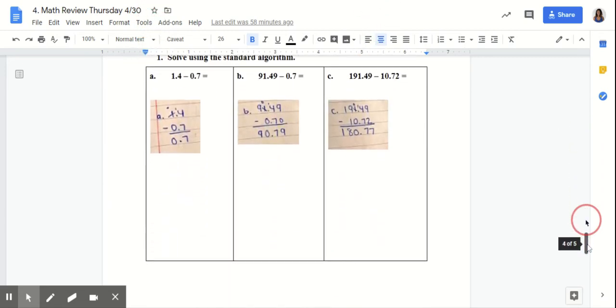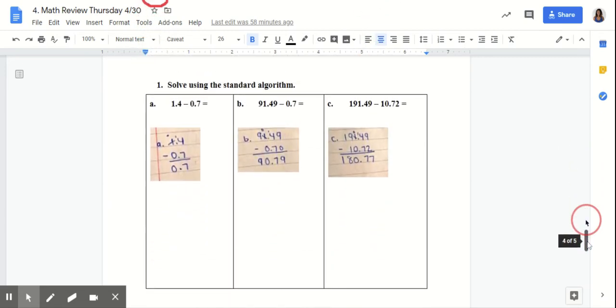Okay, let's move down to the final portion. So you're solving using the standard algorithm. So again, what are we noticing right now with the numbers that are given? Exactly, they're decimals. What should we always do when we're subtracting or adding decimals? Make sure that they are lined up correctly. So you're always lining up that decimal and then adding or subtracting accordingly. So go ahead and pause the video and check your work.